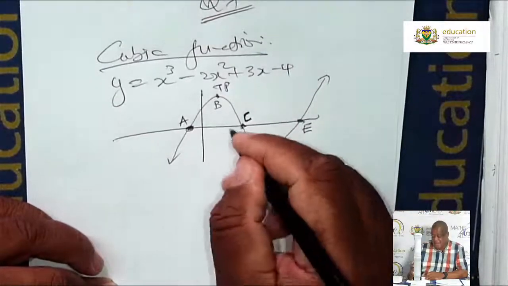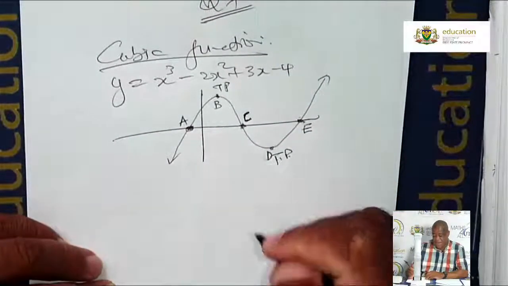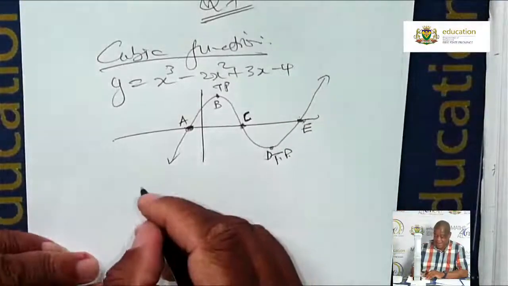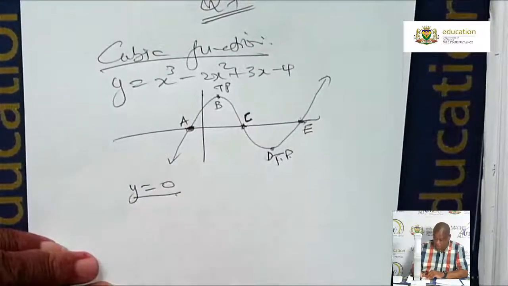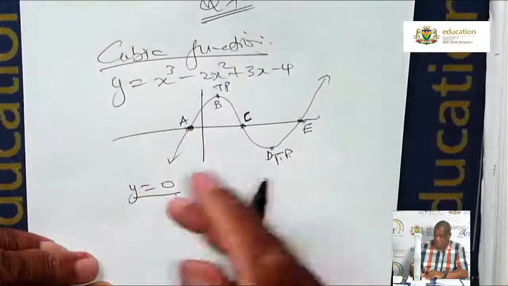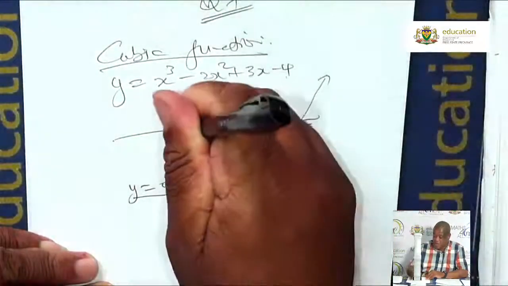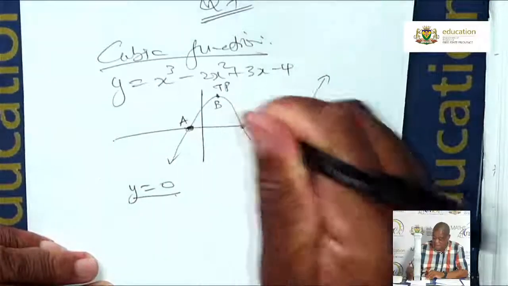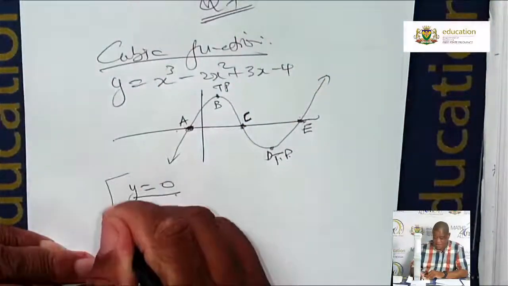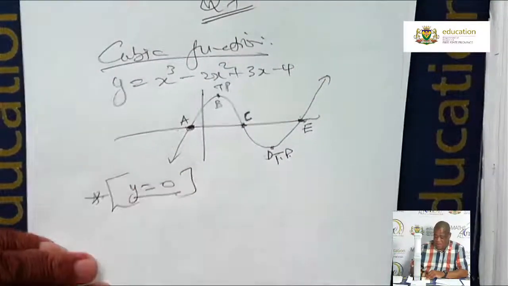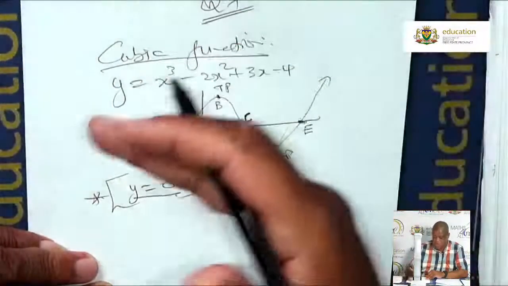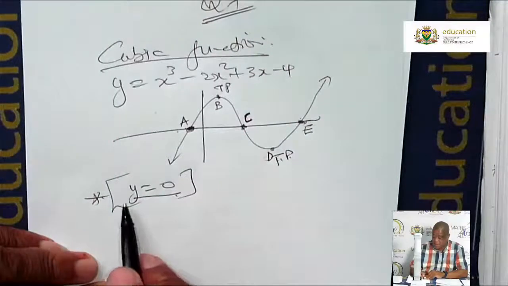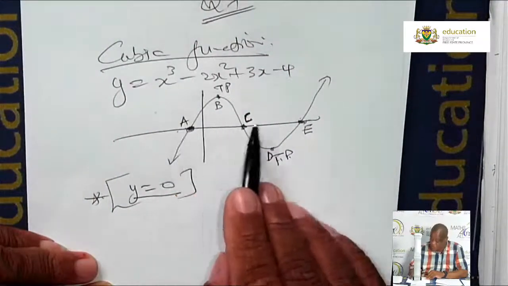Those are the x-intercepts. And once we're talking about the x-intercepts, how do you find them? That is where y is equal to 0. Put y equal to 0 and solve. Then you'll get the coordinates of A, C, and E. That is one question they can ask. They have drawn the sketch for you, and you must find the coordinates. You must just know where A, where C, where E is.